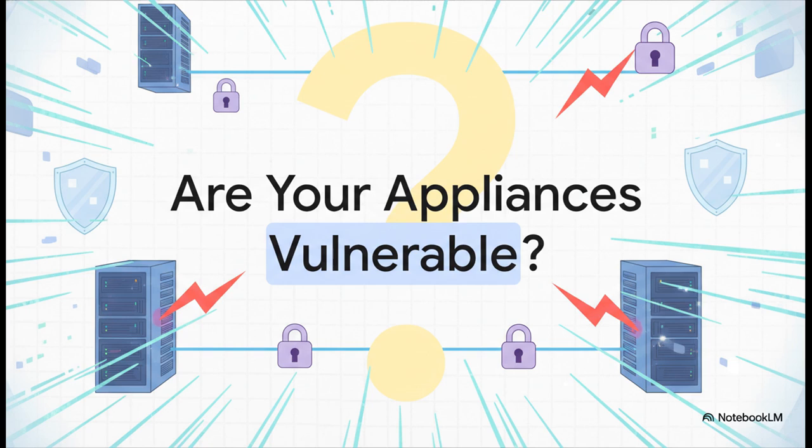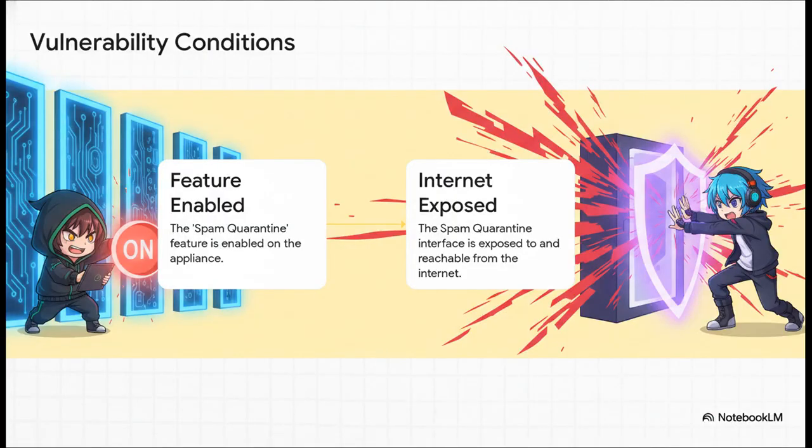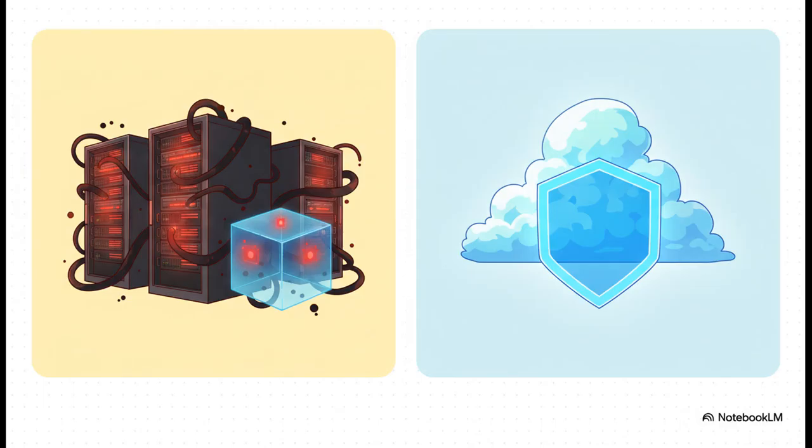So here's what you need to go check on your Cisco Secure Email Gateways immediately. The good news is, not all deployments are at risk, but you absolutely have to confirm your specific configuration. For your appliance to be at risk, two specific conditions have to line up perfectly. First, the spam quarantine feature has to be enabled, and second, that quarantine interface has to be exposed to the internet. Now here's the kicker. Spam quarantine isn't even on by default, so this attack is specifically targeting organizations that have non-standard or maybe overly permissive firewall configurations.